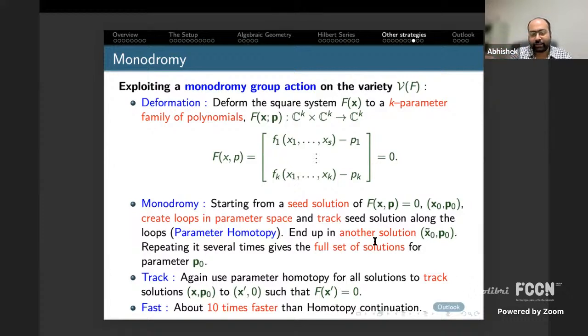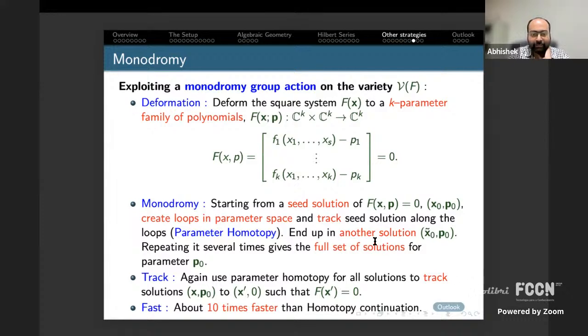then I can go and make loops in the parameter space. If I make loops in the parameter space, when you close the loop and come back to the same P naught, you do not come back to the same solution that you had for the x's. So if you started with x naught, P naught, you will basically end up with another solution, some x tilde naught, P naught, if you make a loop. So by making such loops, you can find all the solutions for this system for a given P naught.